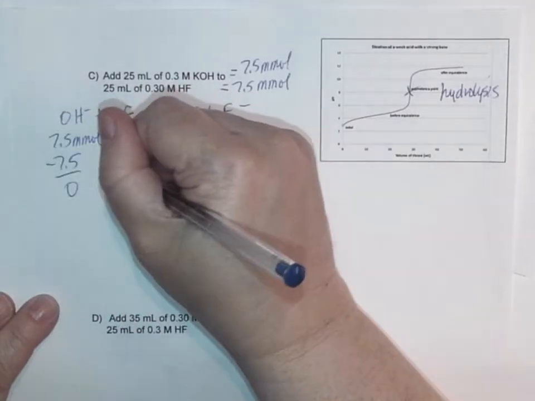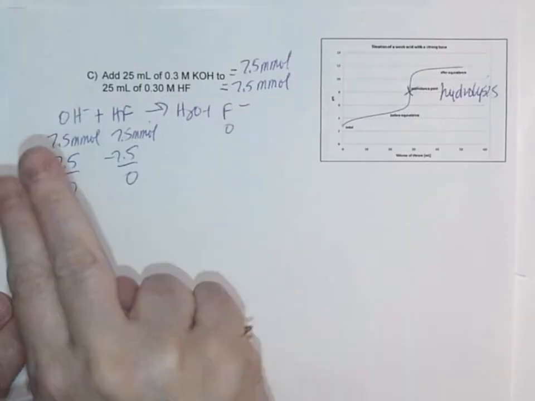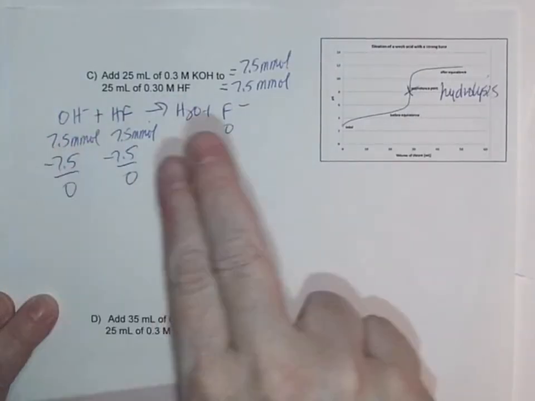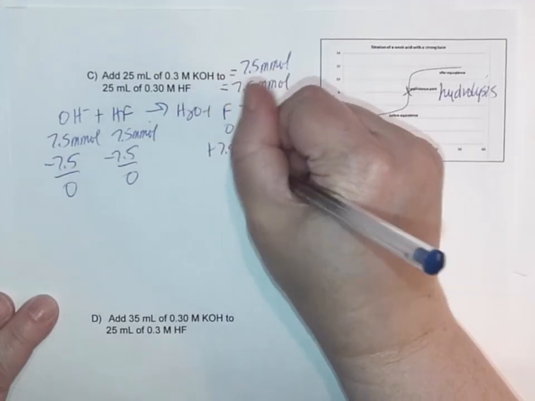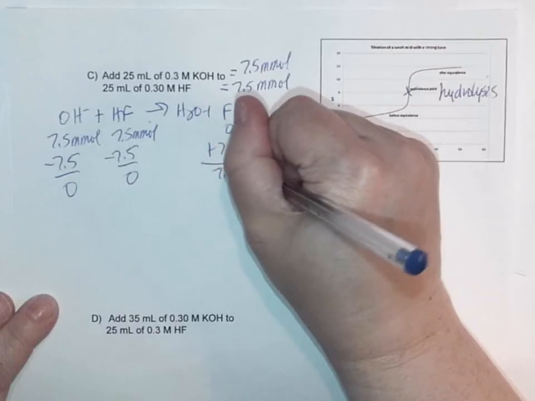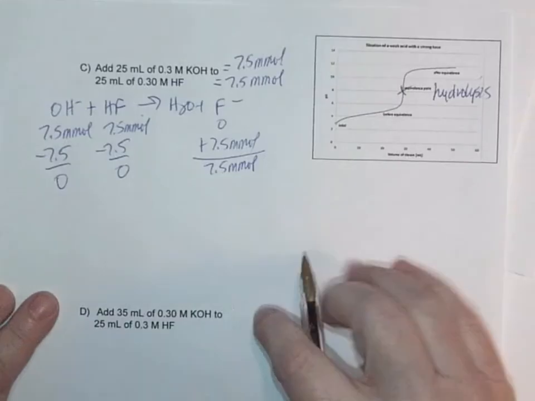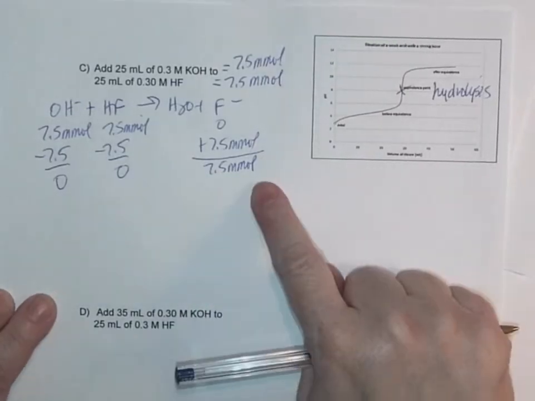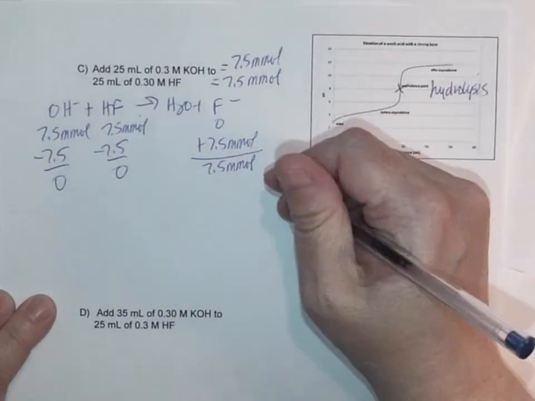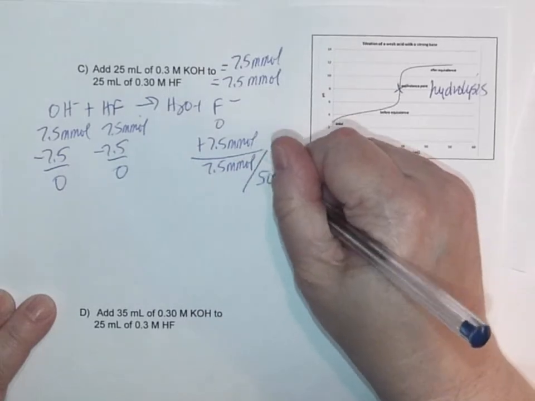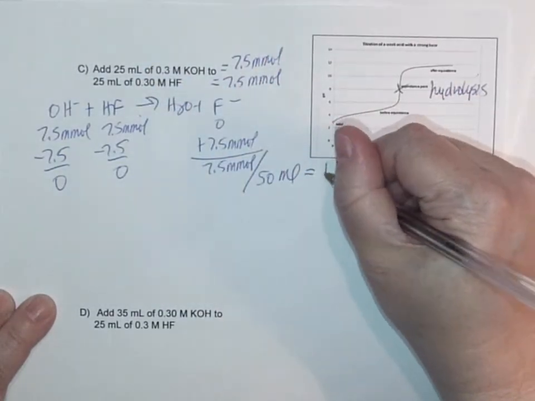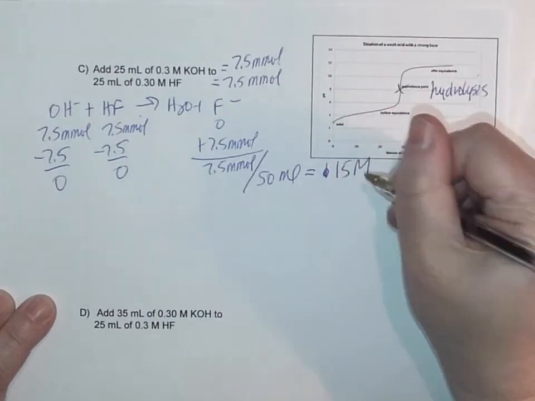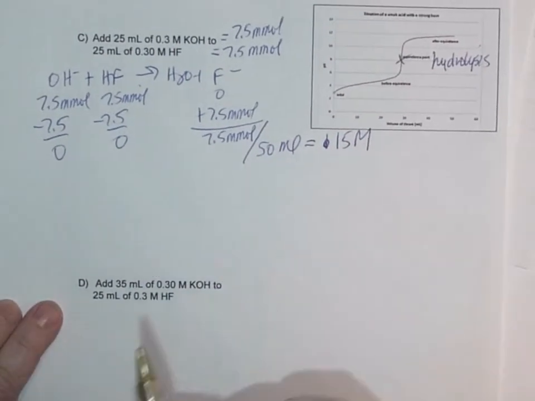Luckily I have enough acid to completely neutralize that base, but don't forget I'm making some of this product on this side. So now I have nothing but the fluoride ion, so I have millimoles of that. And what do you do next? Boom! Put it back in the molarity. So I'm going to divide it by the total milliliters I have, and this becomes 0.15 molar.